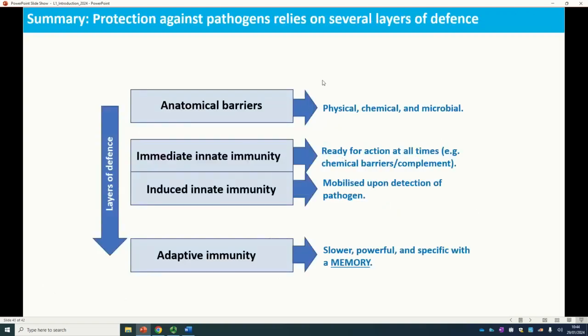This summarizes what we've been going over today: we have these different layers of defense that help to protect us against pathogens. We have our anatomical barriers, which can be physical barriers, such as the skin, the mucosa, also our microbiome, as well as some chemical barriers. We then have our immediate innate immune system, which is ready for action at all times. These will be our chemical barriers, such as the complement system, antimicrobial peptides or enzymes. If these fail, we have the induced innate immunity, which is mobilized upon the detection of the pathogen. And then we have our adaptive immune response, which is slow, but it will give us a specific and a memory function as well.